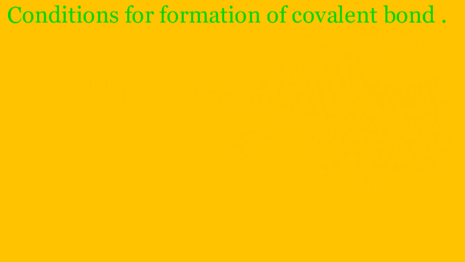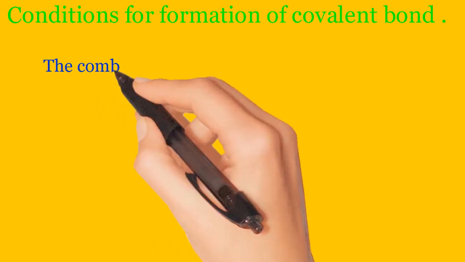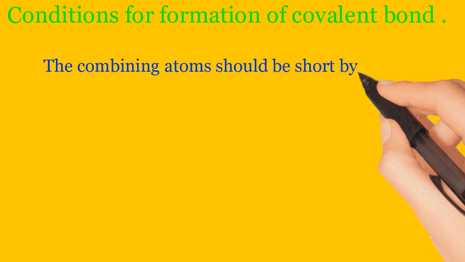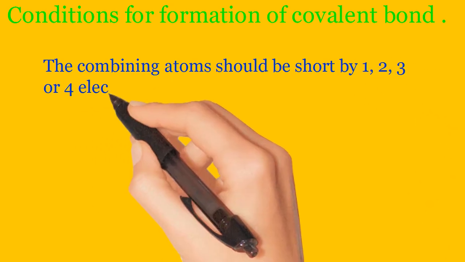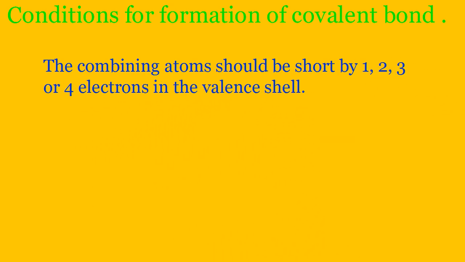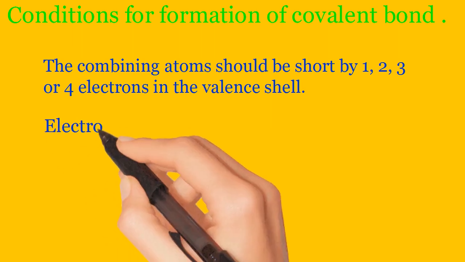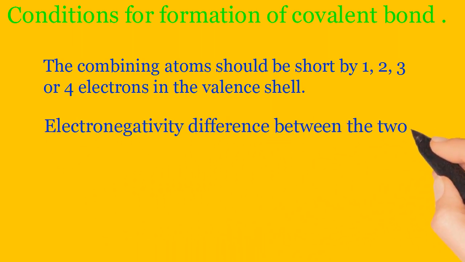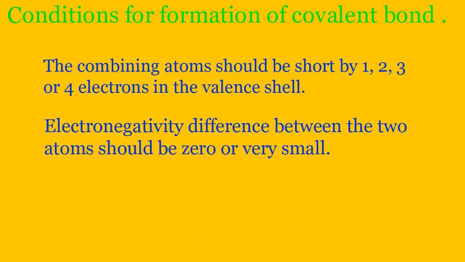Conditions for formation of covalent bond. The combining atoms should be short by 1, 2, 3 or 4 electrons in the valence shell. The electronegativity difference between the 2 atoms should be 0 or very small.